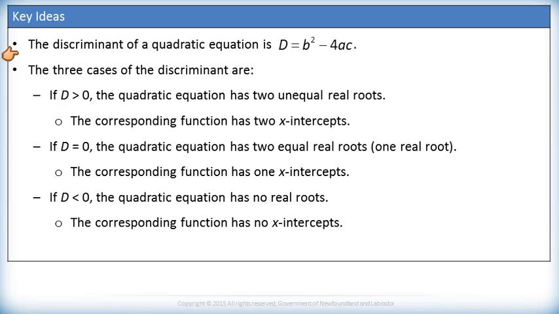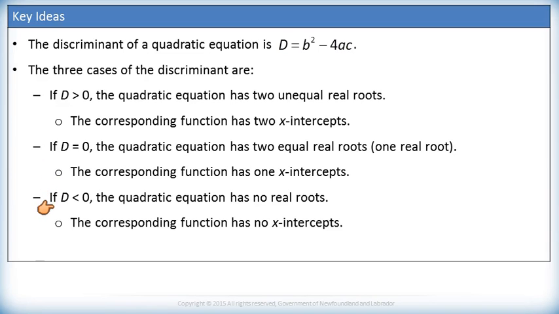In conclusion, the discriminant of a quadratic equation is d equals b squared minus 4ac. The three cases of the discriminant are: if the d value is positive, the quadratic equation has two unequal real roots because that number under the root sign would be positive and give us two different cases, the plus case and the minus case in the quadratic formula. If d equals 0, we'll have one real root because in the quadratic formula we would have plus the square root of 0 and minus the square root of 0, which is not going to make any difference.